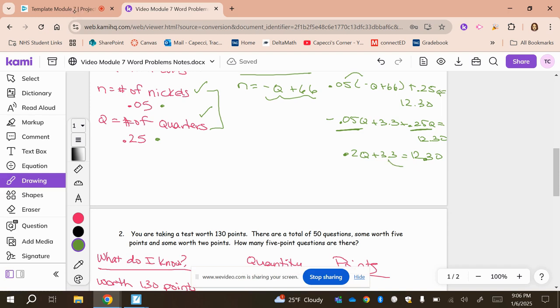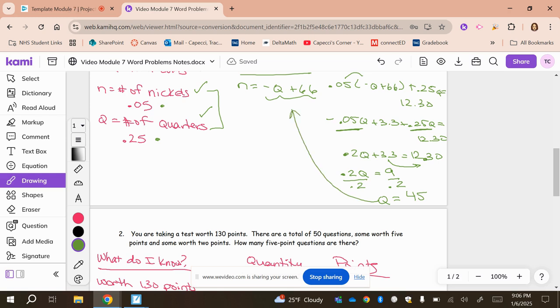Now I'm going to bring that 3.3 to the other side, so I'll have to subtract. So I end up with 0.2 Q is equal to 9. Divide both sides by 0.2. And I know Q, which is the number of quarters, is 45. So I have 45 quarters.